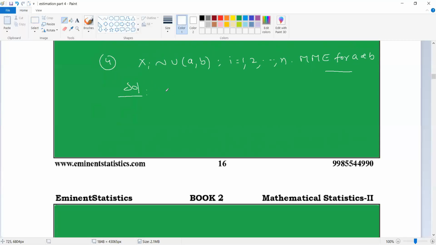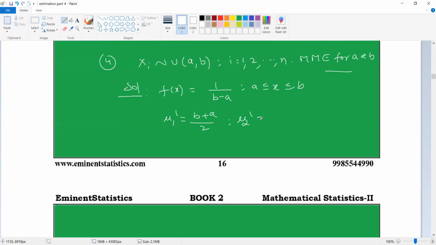Here there are two parameters. First of all, the PDF is 1 by b minus a, for a less than or equal to x less than or equal to b. There are two parameters, so two population moments and two sample moments are required to estimate A and B. Now mu1 dash of this population is b plus a by 2.